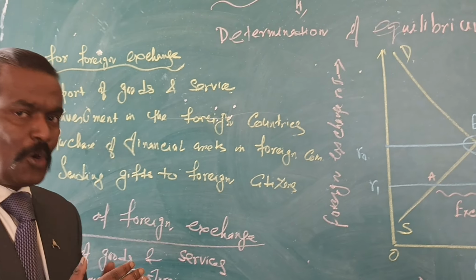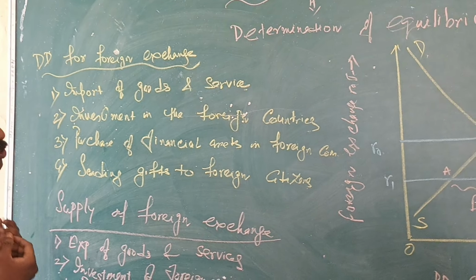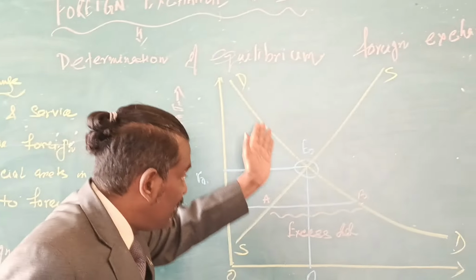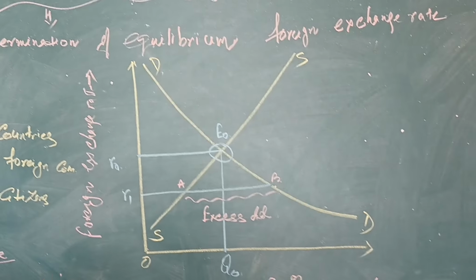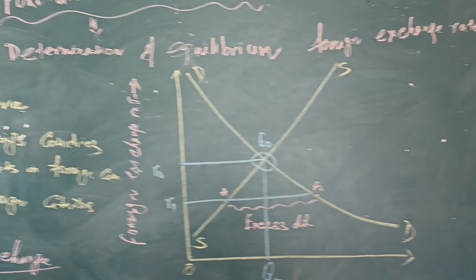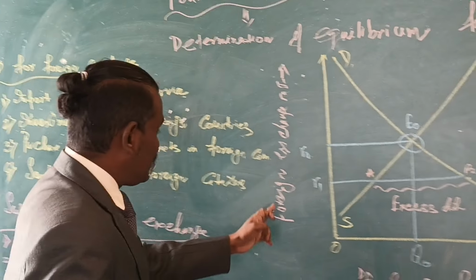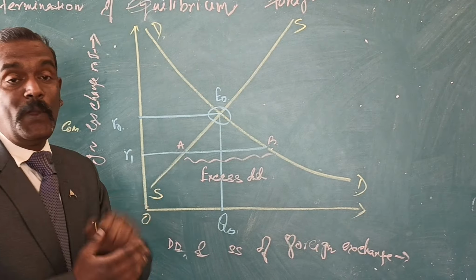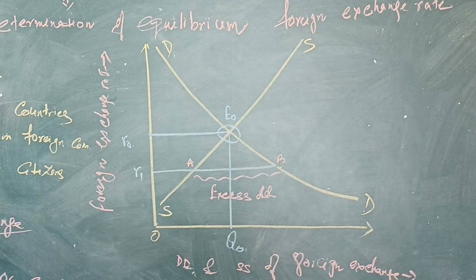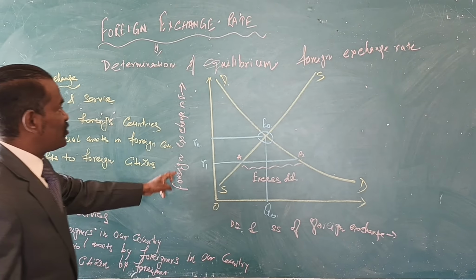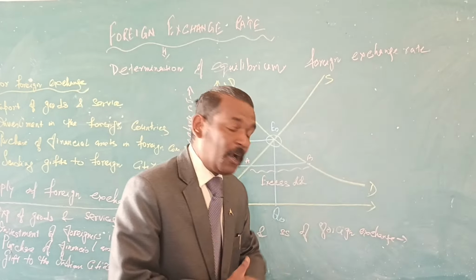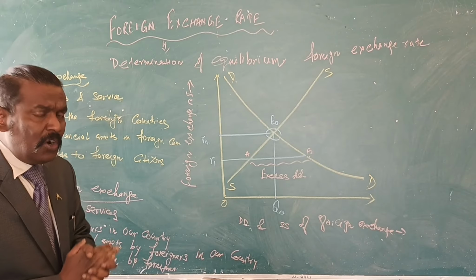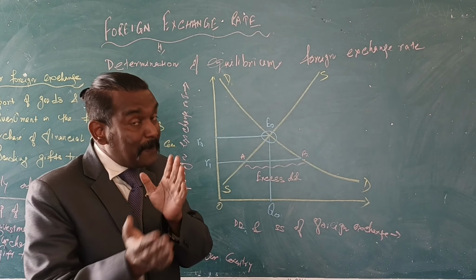And we have also explained that the demand for foreign exchange is inversely related to the foreign exchange rate. That is, as the foreign exchange rate increases, the demand for foreign exchange will decrease. There is an inverse relationship between the foreign exchange rate and the demand for foreign exchange. This I have already explained in my previous lesson.